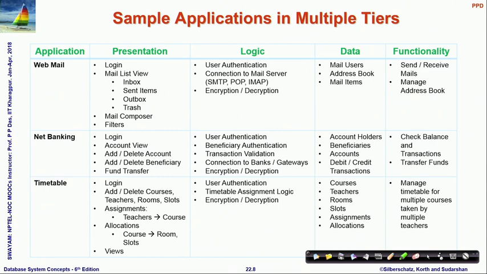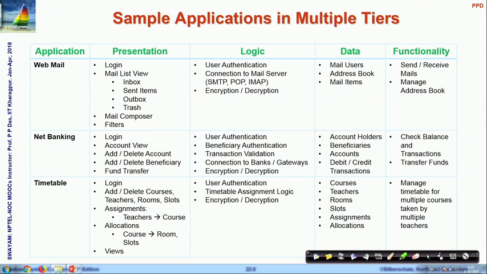and on the data side you will have different tables to represent the mail users, the users like you and me, all who are users of Gmail, the address book for each one of us, the mail items and so on, and that will give us the functionality of send, receive mails, managing address book and so on. Similarly, I have listed an application for net banking, where you can check balance and do transactions, transfer funds, or a timetable where you can manage the timetable for multiple courses taken by multiple teachers and so on.